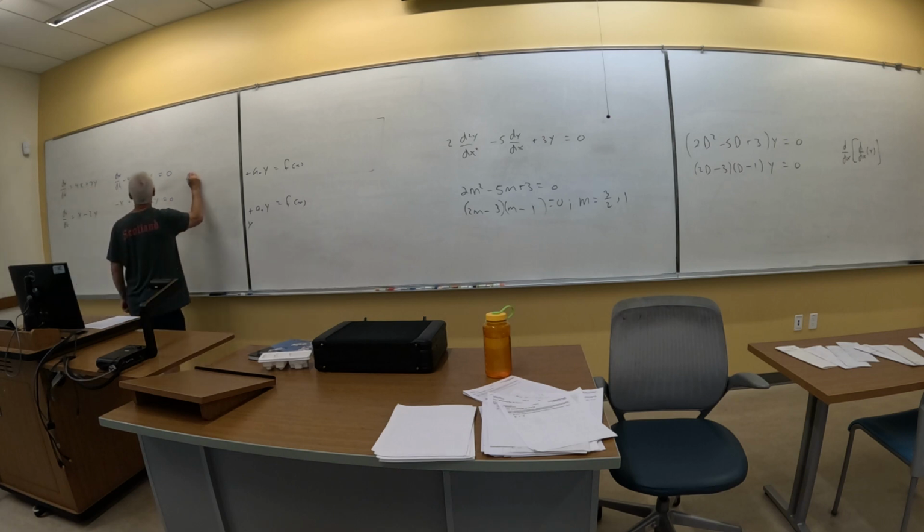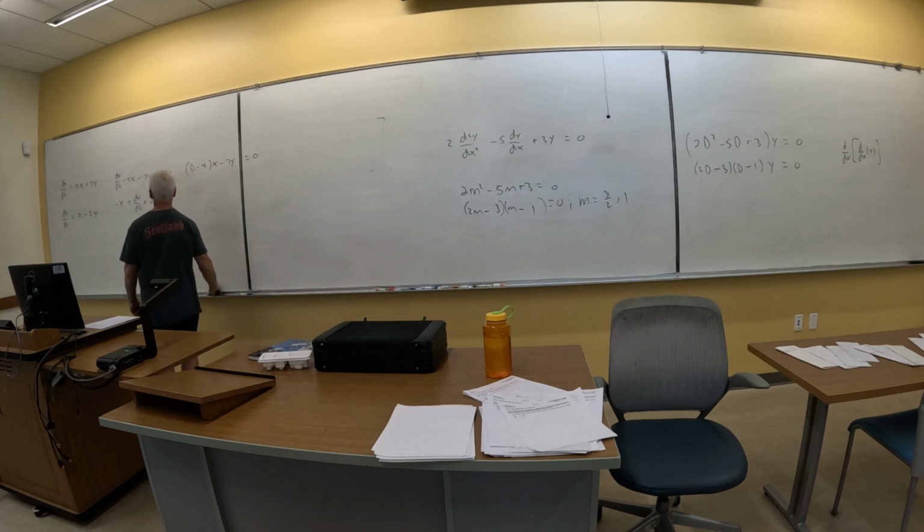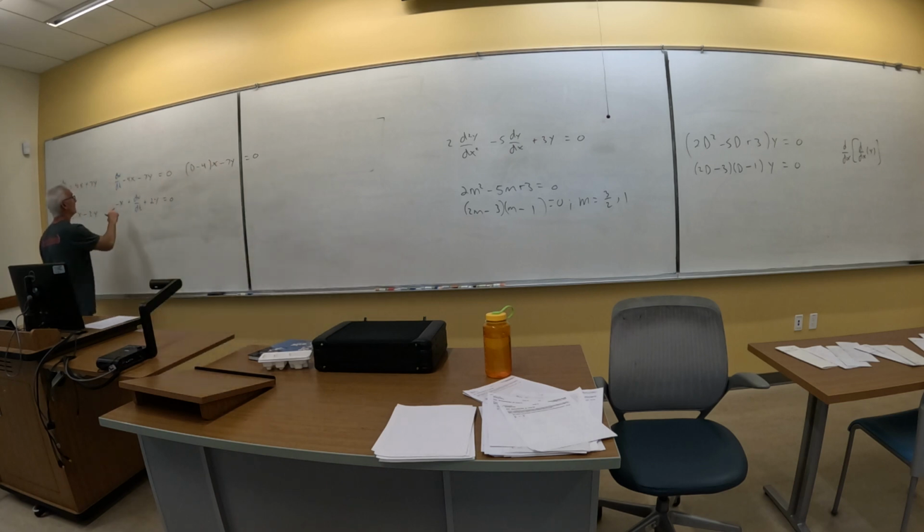Let's rewrite the first part. Could I write it like this? D minus 4 applied to x minus 7y is 0? What do you think? Sure. Yes, no, maybe? That's D applied to x minus 4 applied to x, so D minus 4 applied to x.